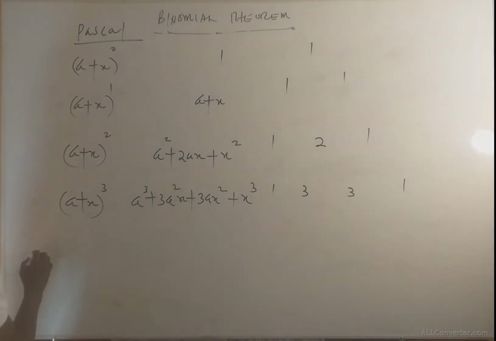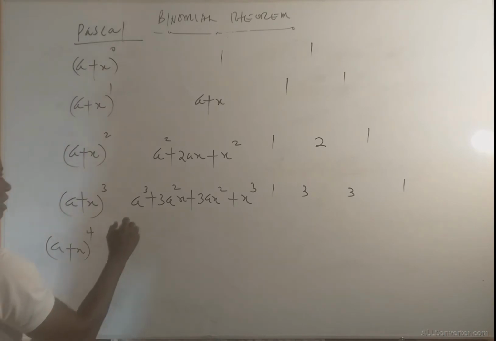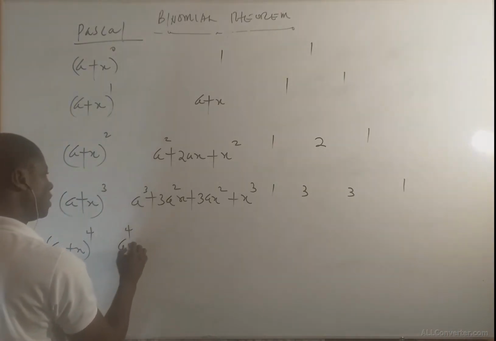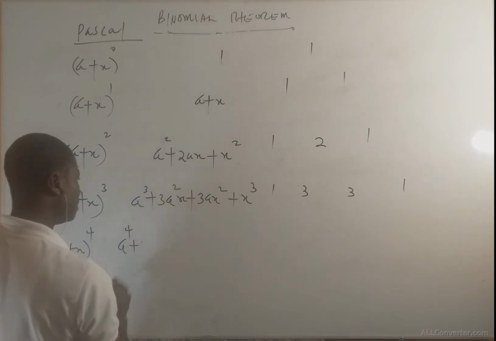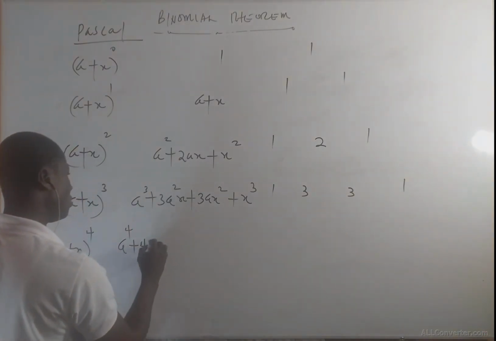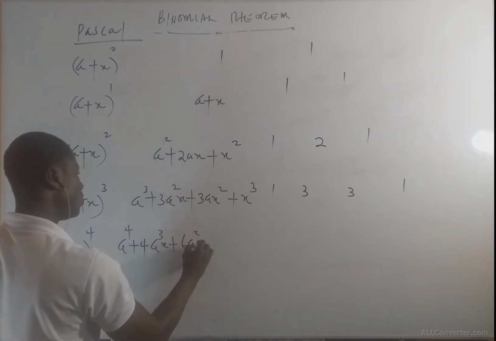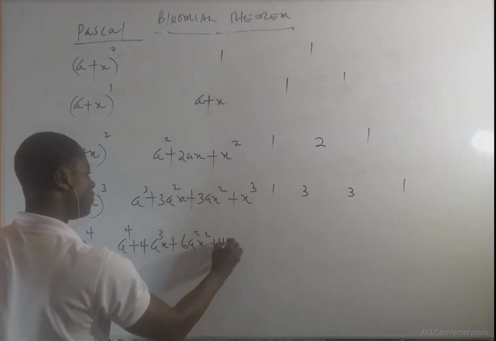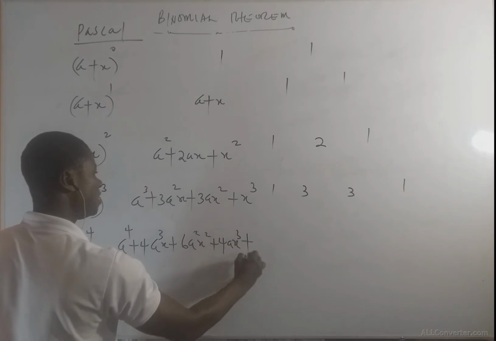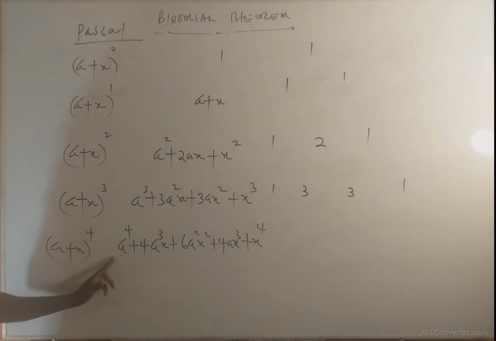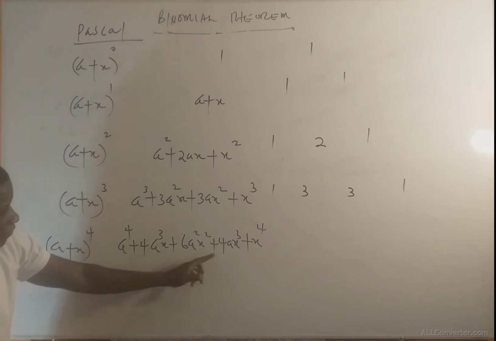That means that our a plus x exponent 4. And if you remember, this was the expansion. a exponent 4, then we have plus 4 a cubed x, then we have 6 a squared x squared, then we have 4 a x cubed, then we have x exponent 4. So you realize that the coefficients are 1, 4, 6, 4, 1.